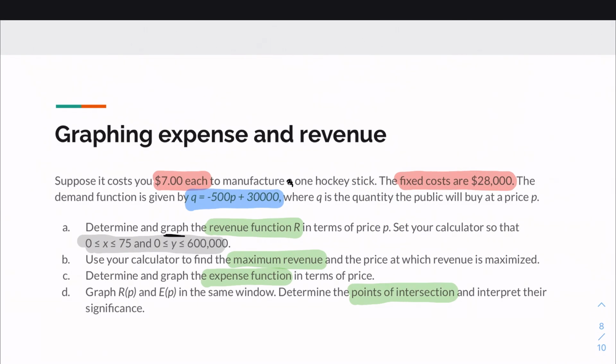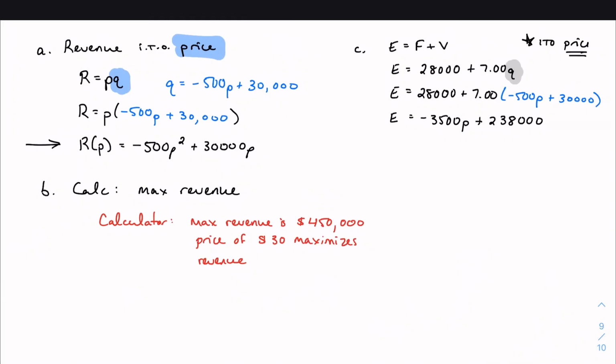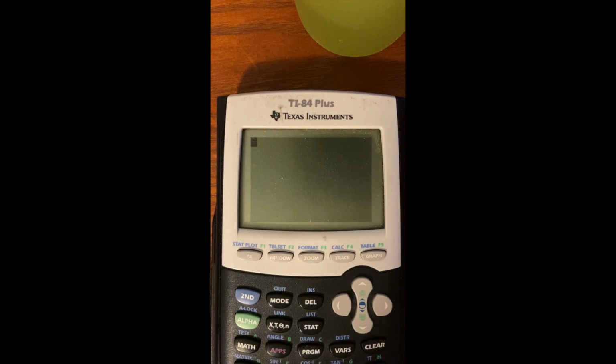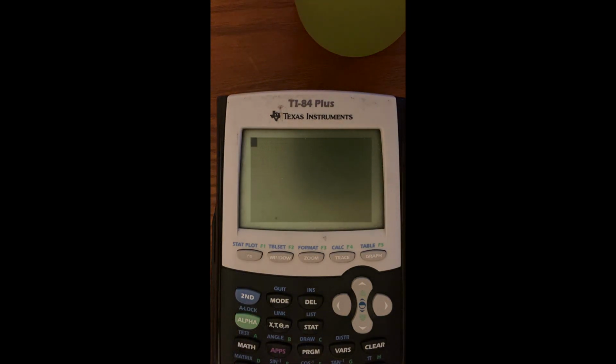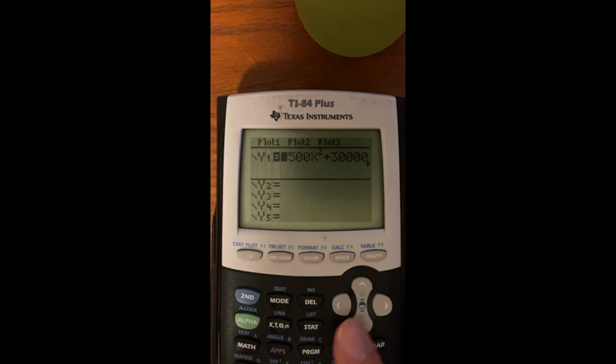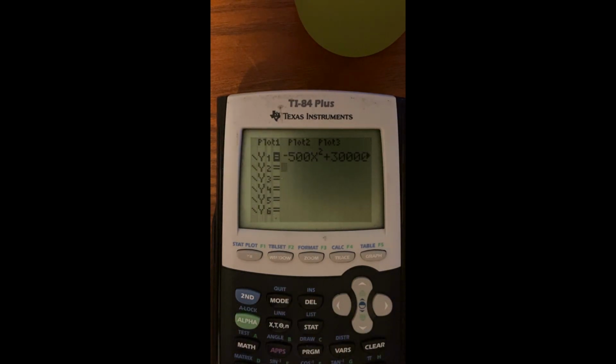My last step is to graph these at the same time and find the intersection points. And I want to know what is significant about these intersection points. So we're going to return to my MacGyvered calculator setup, which is balancing on a cup so that I can film this. We already have my revenue function graphed, but I want to graph my revenue function with my expense function. This is the whole reason that we put expense in terms of price, so that I can compare things in the same variable.